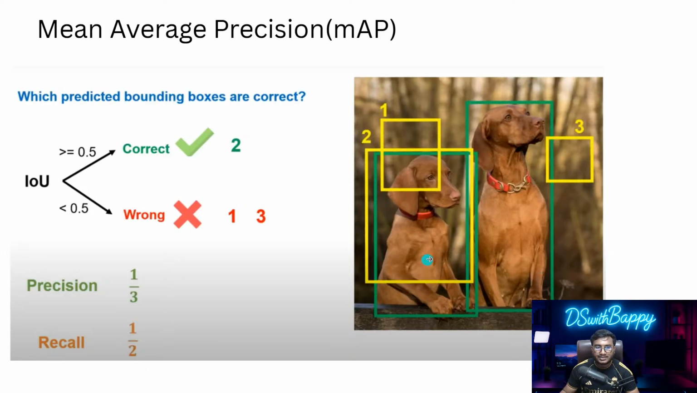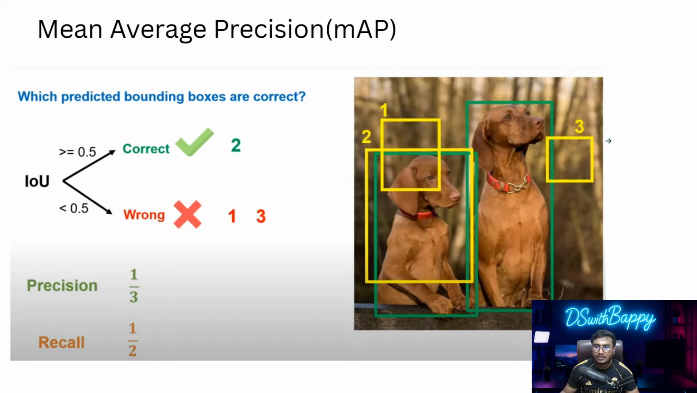That means we have labeled this image, and the yellow one is the detection from my model. Now, which predicted bounding boxes are correct, guys? Tell me. Let's say my model predicted three detections: number 1, number 2, number 3. Which one is the correct one? Number 1, 2, or 3, guys?